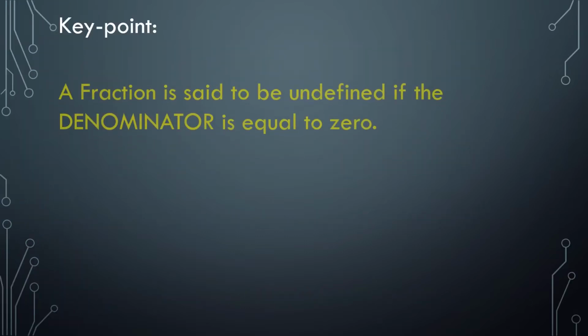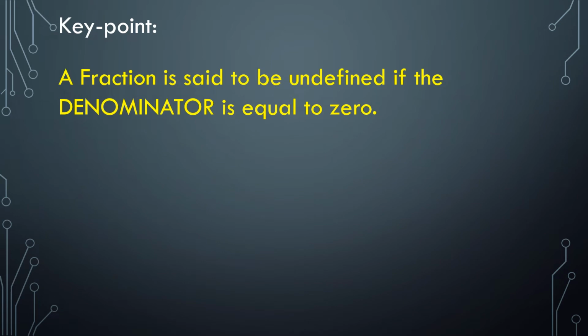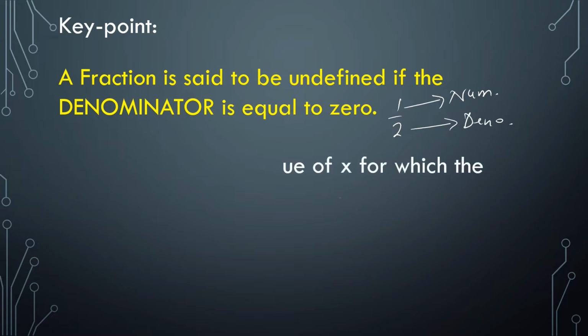Okay, let's take the first key point. It says a fraction is said to be undefined if the denominator is equal to what? 0. So if you have 1/2, for example, the 1 on top is called what? The numerator, and the 2 below is called what? The denominator. So let's take the first question.